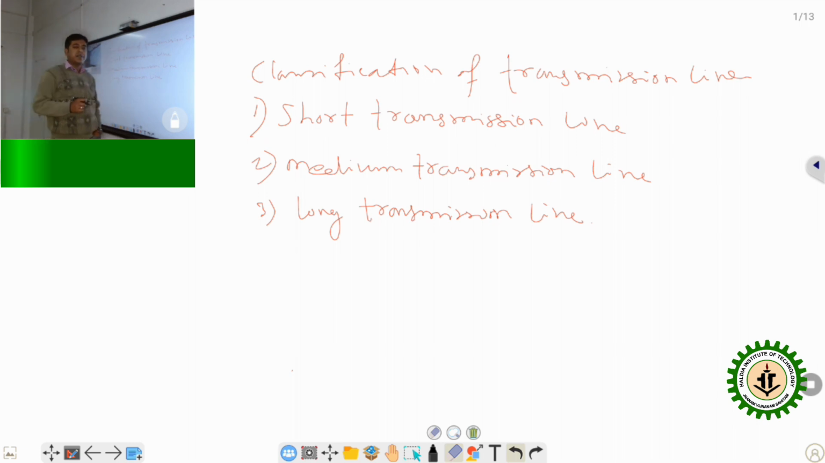In medium transmission line, the length of the transmission line is basically in between 50 to 150 kilometers. As the length of the transmission line increases, we consider the capacitance formed in between the conductors. Based on the consideration of the capacitance, the medium transmission line is again classified, which will come later. So first we discuss the different types of transmission line.